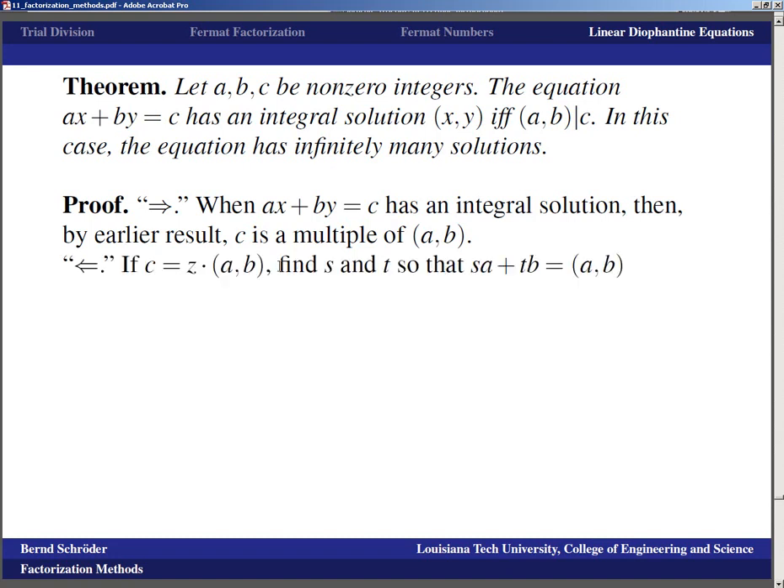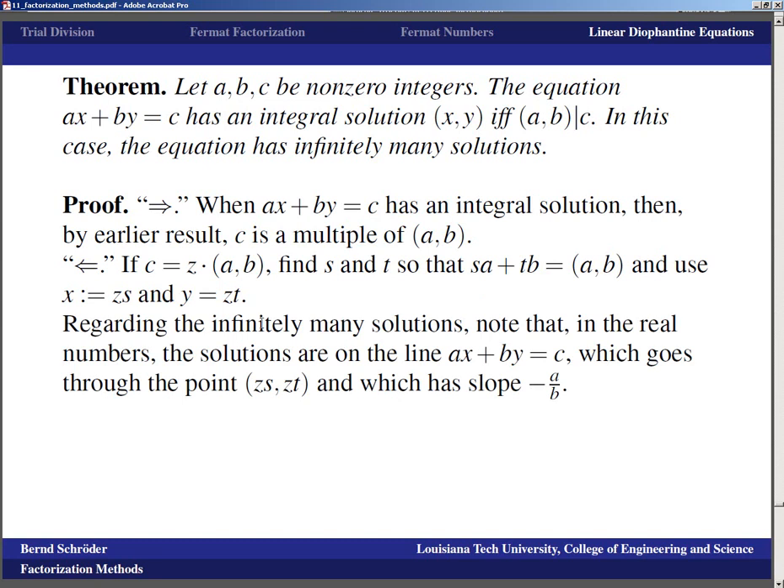And so if we go the other way, if c is divisible by the greatest common divisor, so if c is a multiple z times the greatest common divisor of a and b, then we can find s and t so that s times a plus t times b is the greatest common divisor of a and b. And then we can just use x being zs and y being zt, right?